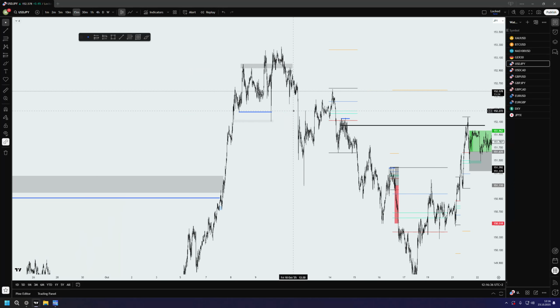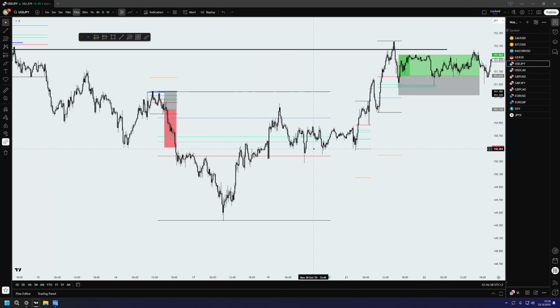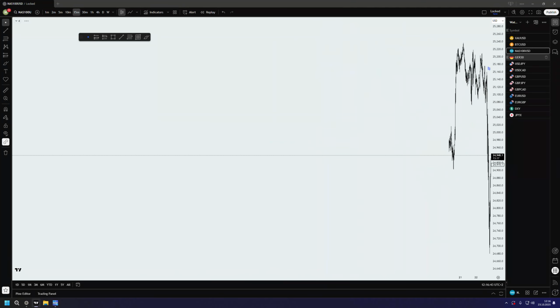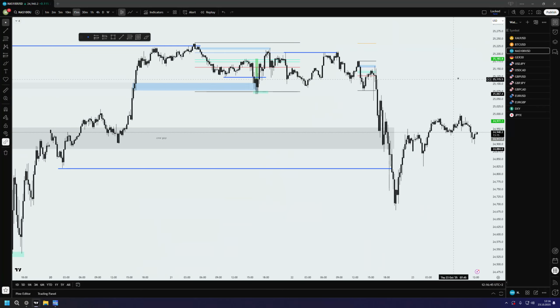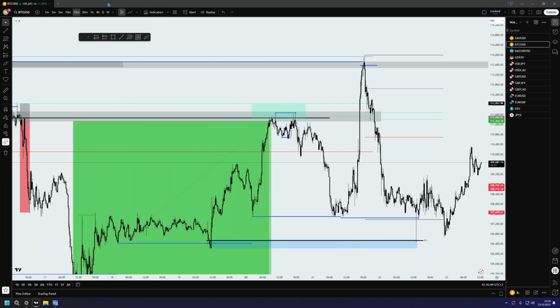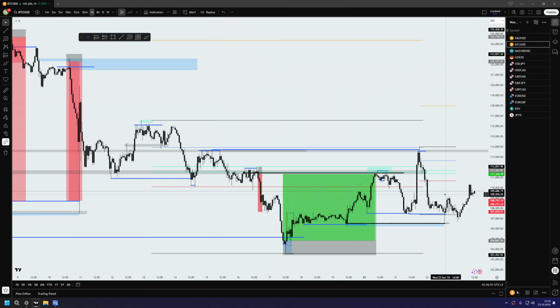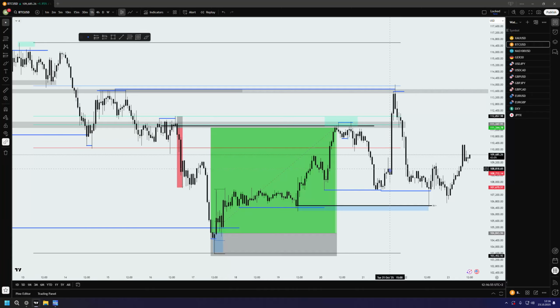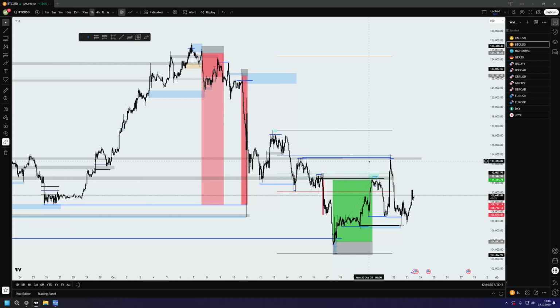And not only the OT is powerful, the 50% is also very powerful. You can often see price reacting off the 50%. Okay, let's go to Bitcoin. Okay.